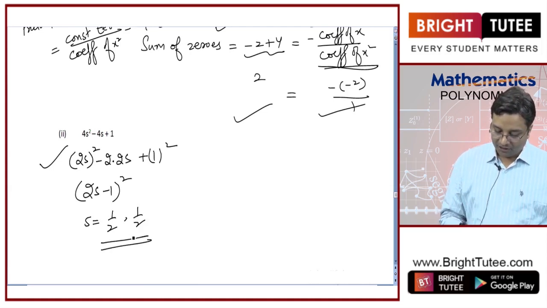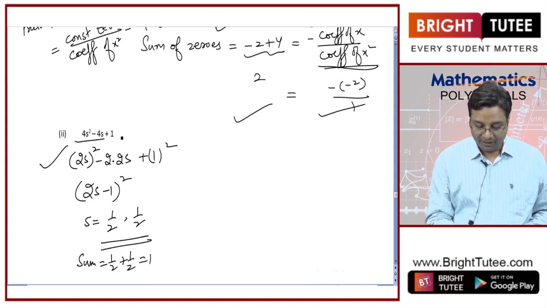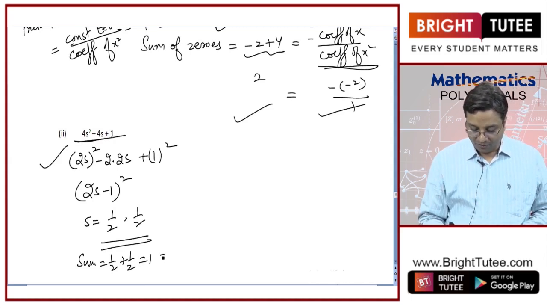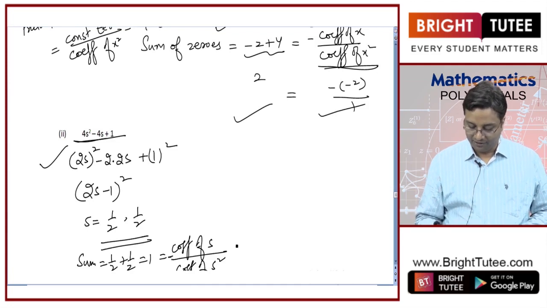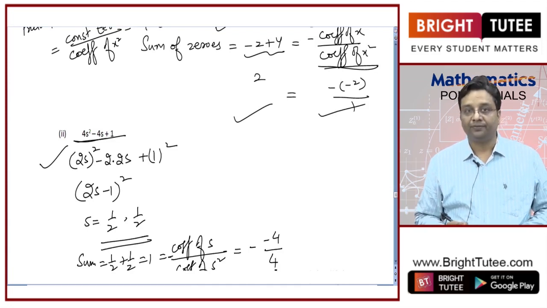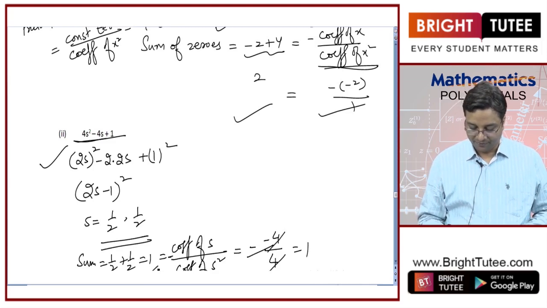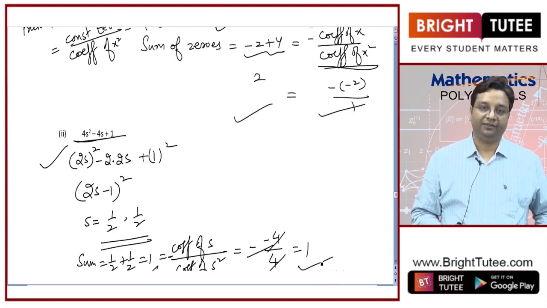So what is sum of roots? Sum is 1 by 2 plus 1 by 2 equal to 1, right? And from here it should be equal to coefficient of s divided by coefficient of s square with a negative sign. So what is coefficient of s here? It is minus 4. What is coefficient of s squared? It is 4, right? So these get cancelled, minus minus plus, it will give me 1. So yes, the relationship is verified.